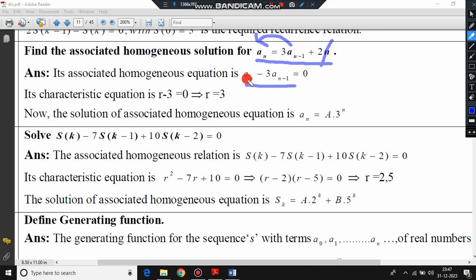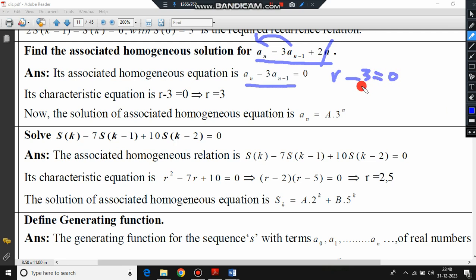Now you replace a_n by r, and minus 3 into a_(n-1) by a constant, or we can say 1. So for a_n you are writing r. For a_(n-1), it's a constant, that's 1, so that equals 0.